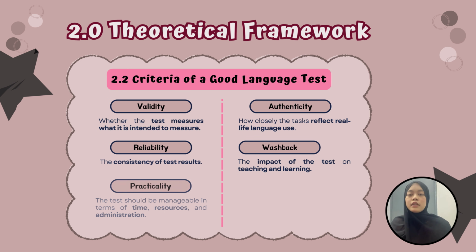Next, a good language test should fulfill several important criteria. The first one is validity, which refers to whether a test measures what it is intended to measure. For example, a reading test should assess reading skills rather than unrelated abilities. The next one is reliability, which refers to the consistency of the test result. A reliable test should produce similar results regardless of who marks it or when it is administered.